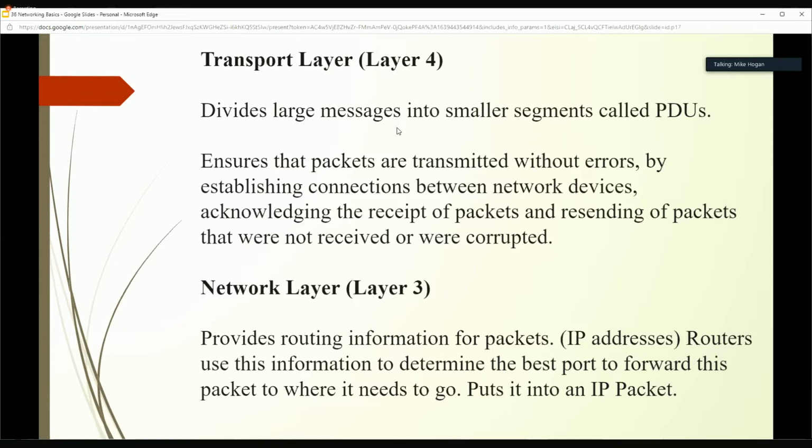Network layer, that's layer 3. That's where the IP addressing lives. So it provides routing information for packets. Routers use this information to determine the best port to forward this packet to, where it needs to go, and puts it into an IP packet.